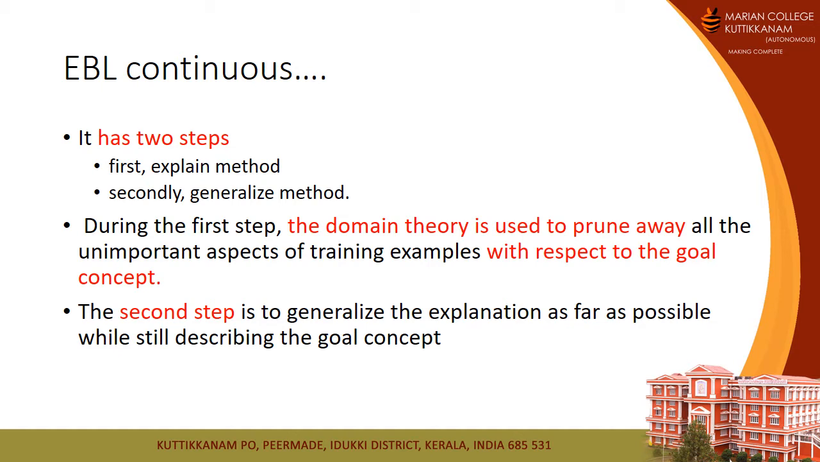Explanation-based learning consists of two steps. One is the explanation method and the second one is the generalization method. During the first step, the domain theory is used to prove away all the unimportant aspects of training examples with respect to the goal concept. The second step, the generalization method, is to generalize the explanation as far as possible while it still describes the goal concept.